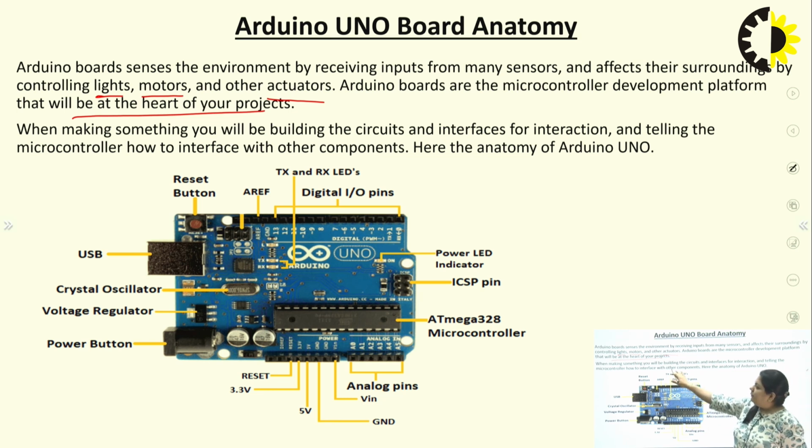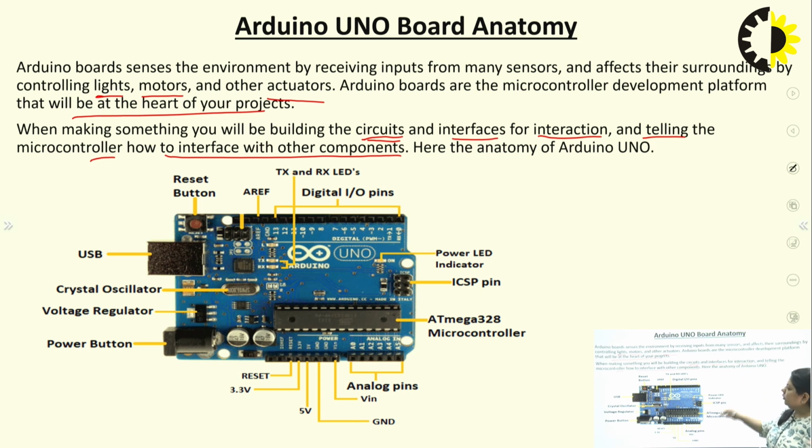When making something, you will be building circuits. Anything you build related to an IoT device, sensors or actuators means you are building circuits and interfaces to implement them, and telling the microcontroller how to interface with other components. The different components of IoT devices include gateways, and different IoT devices have different platforms running on them. This Arduino Uno board helps to interact with those devices.